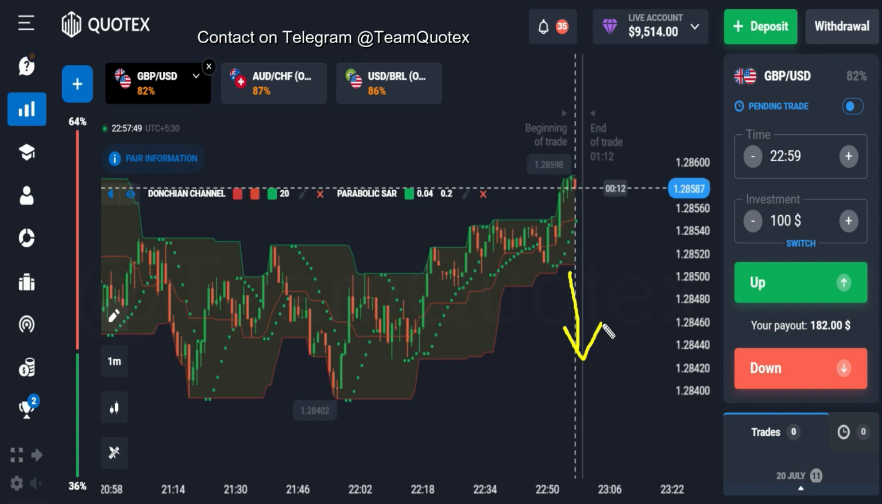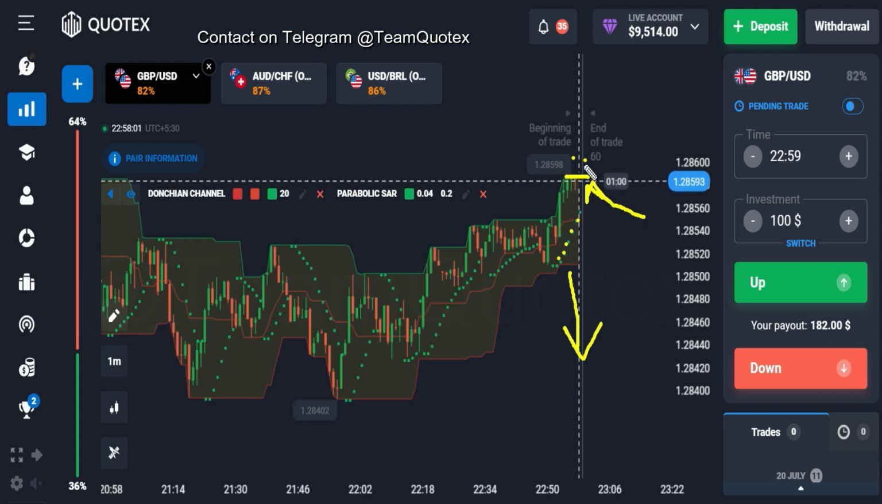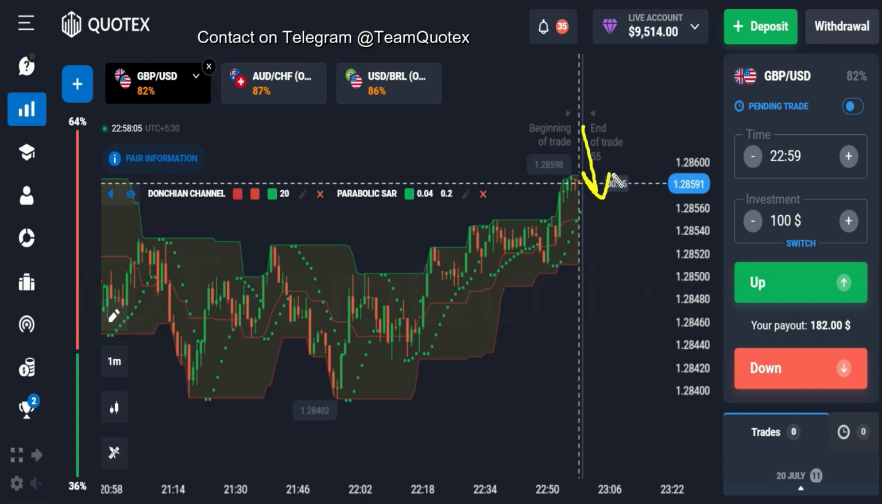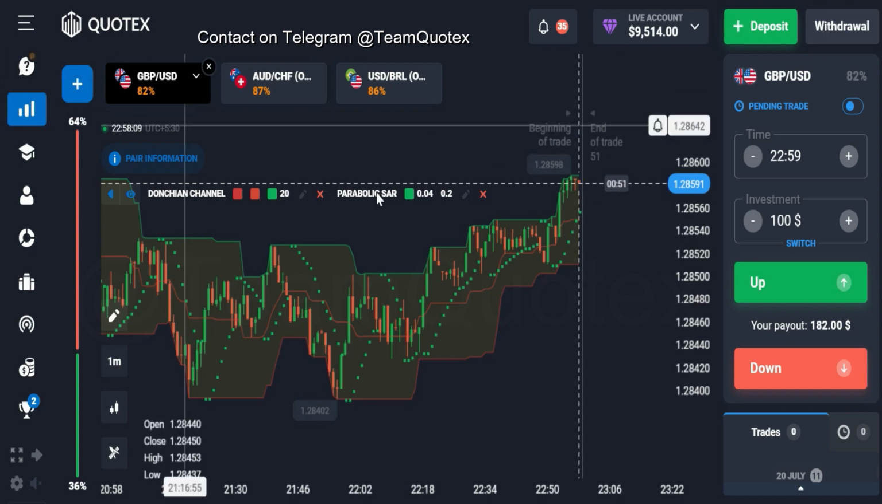So how can we trade in reverse direction? To trade in reverse direction, we need the position of this parabolic on the upper side. So guys, if the candle is near the upper channel and the parabolic is forming above the price, that means we can trade in down direction. So this is reversal trading. If I get the opportunity, then definitely I will trade, guys.